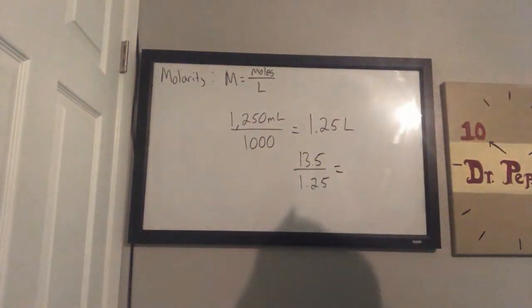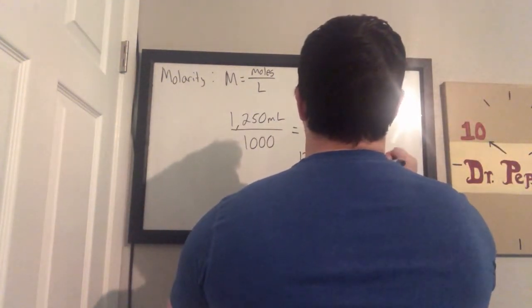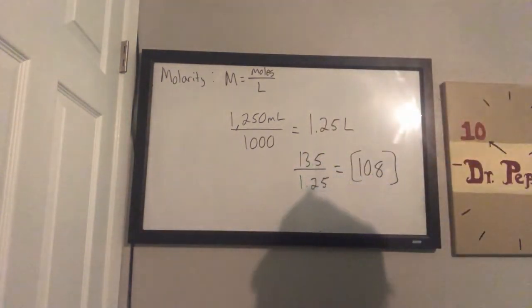We have 3 sig figs in each of our measured values, so we're going to round to 3 sig figs when it's all said and done. And we get a concentration of 10.8.